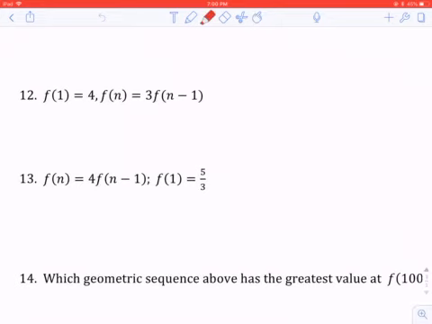Now, I'm getting a little bit of information here. You'll notice I'm given an input for my function and an output. So I know when I put 1 in, 4 is going to come out. They're giving me something here for my second part. F of n equals 3f of n minus 1.